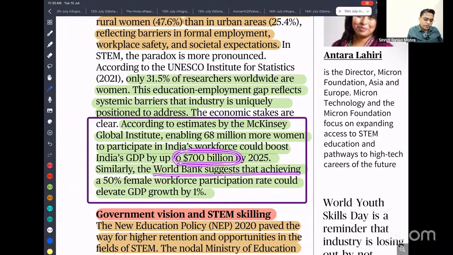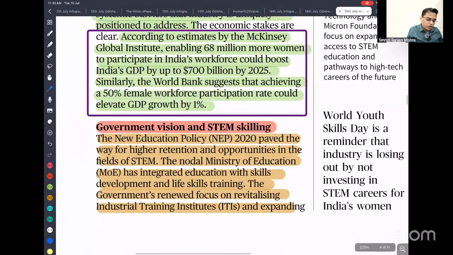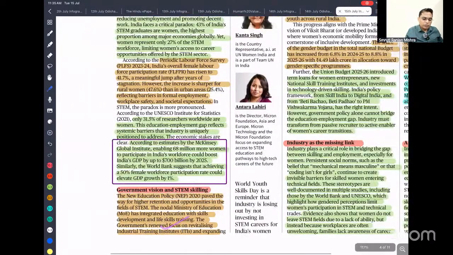The World Bank suggested that achieving a 50% female workforce participation rate could elevate the GDP growth rate by 1%. That means if Indian GDP is currently growing at, let's say, 7%, it would increase by 1% to 8%. Even our National Education Policy gives emphasis to the promotion of women's education and skill training among our women.